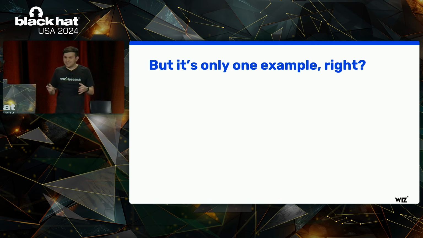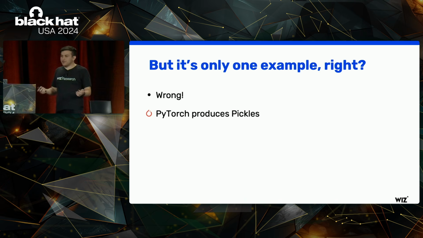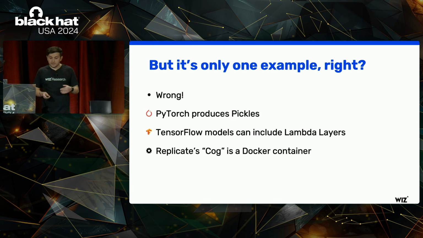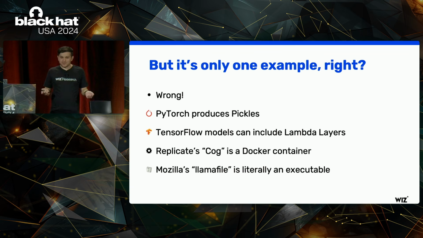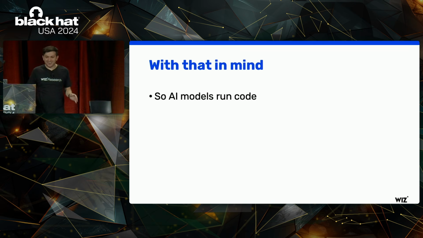So at this point, you're probably thinking, OK, but you just said that there's tons of different formats. This is the one insecure format, but the rest of them are probably much better, right? So not exactly. While the PyTorch framework produces those pickles I just talked about, another very big framework called TensorFlow produces models that can include lambda layers, which is a fancy name for arbitrary Python functions, which will be executed when the model is open. Other popular formats include the COG format, which is basically just a Docker container, and the Llama file made by Mozilla, which is literally just an executable file. So you get my point. AI models run code, or at least a lot of them do.